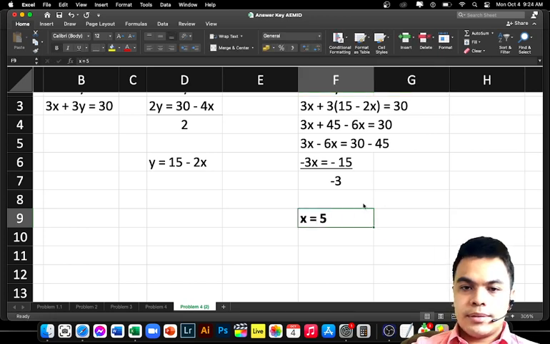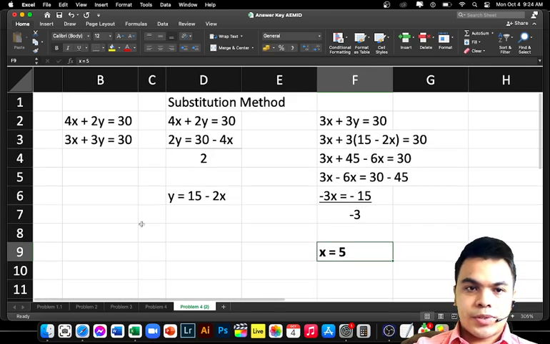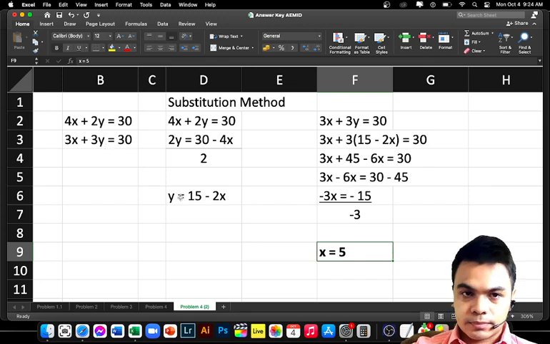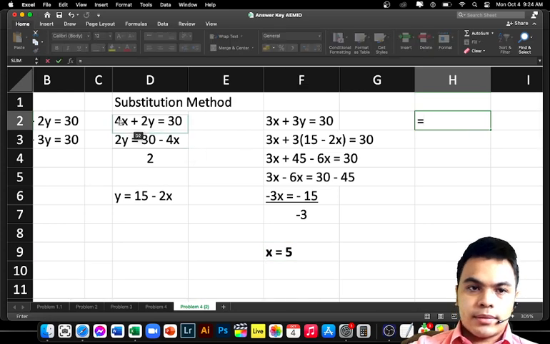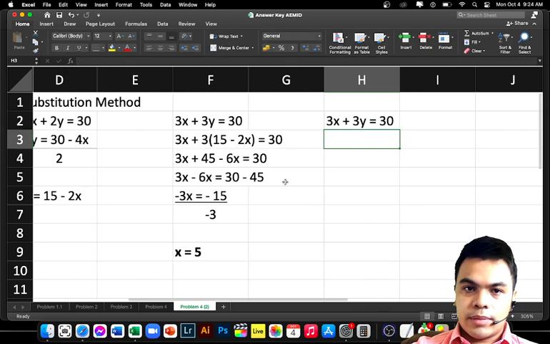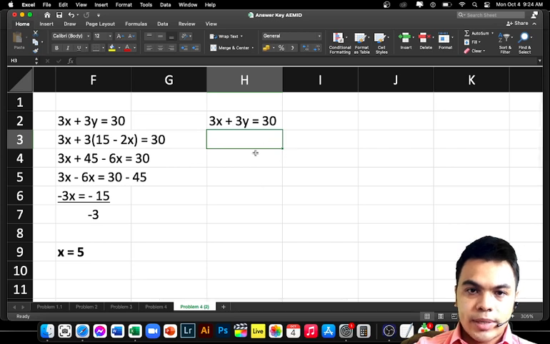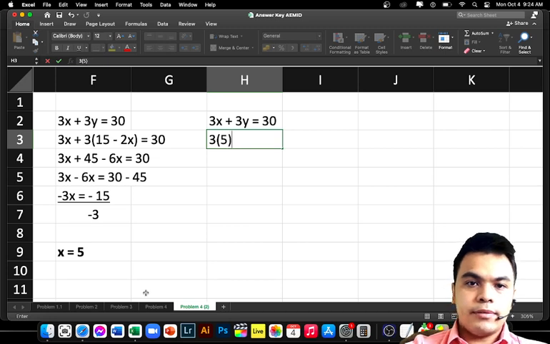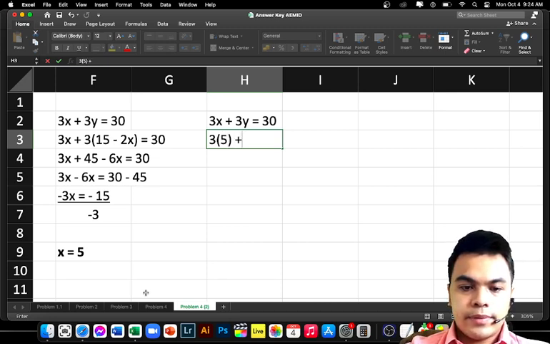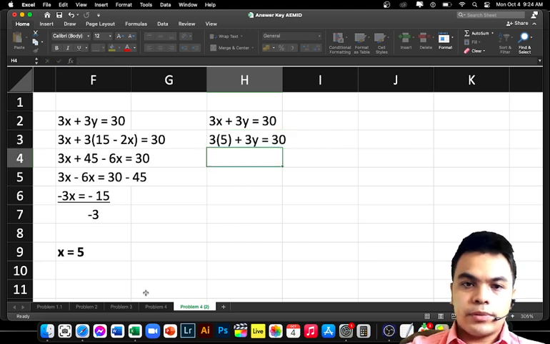Ayan. We now have the value again for x. Okay. Let's substitute. We can use either of these equations, either the first equation or second equation. Let's use this second equation. Ayan. Okay, move ko lang dito. 3x plus 3y is equal to 30. We have the value for x. Let's substitute. 5 plus 3y is equal to 30. So we have 15 plus 3y is equal to 30.